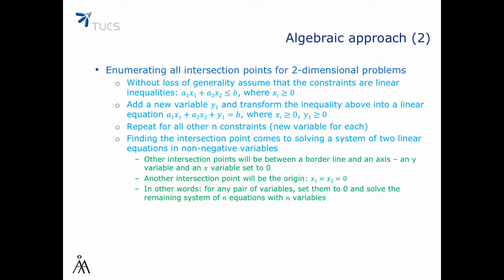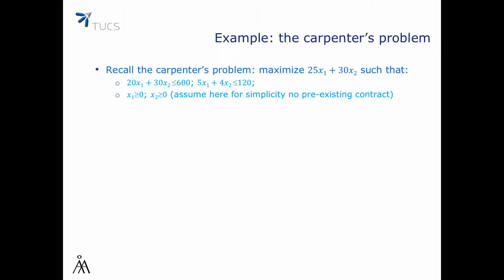Just to clarify this idea, here comes again our carpenter example. Recall the carpenter's problem. We were supposed to maximize 25 times x1 plus 30 times x2 such that 20x1 plus 30x2 is smaller than or equal to 600, 5x1 plus 4x2 is smaller than or equal to 120, and x1 and x2 are greater than or equal to 0. Here, for simplicity, I'm assuming that there is no pre-existing contract.